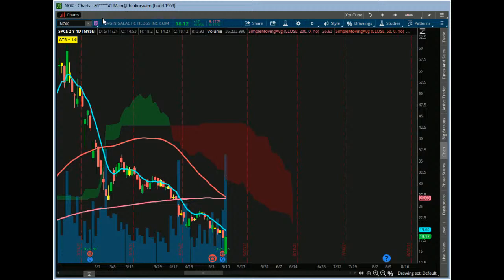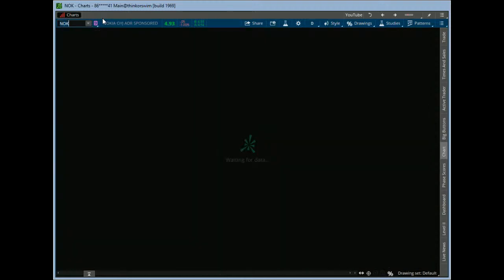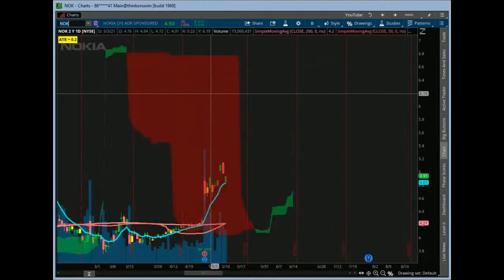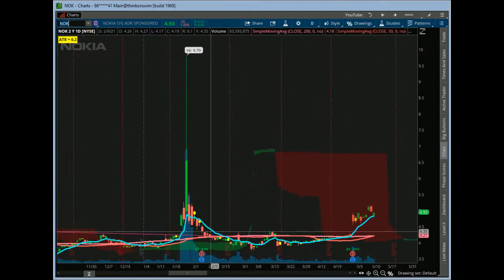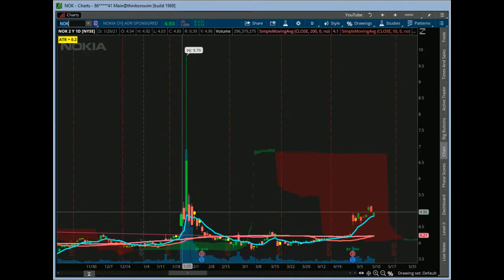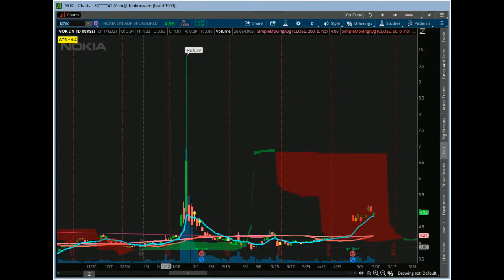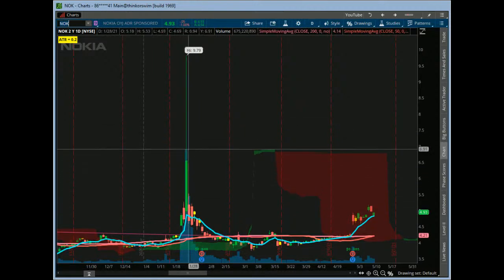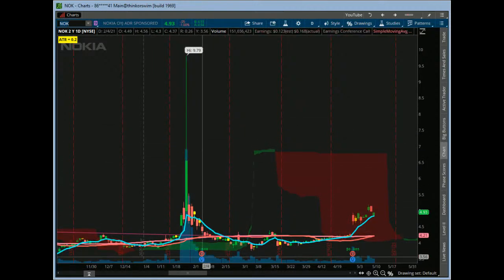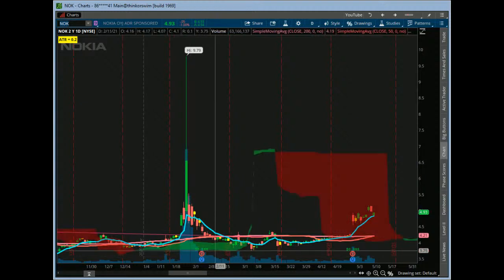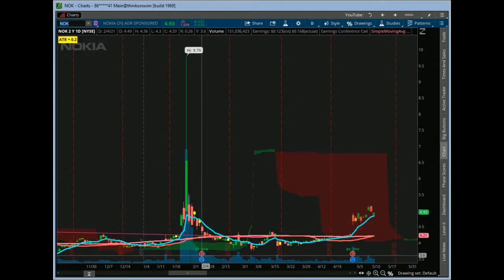So good stuff there. NOK, how about Nokia, right? It's really a shame because this one actually got really busy for the whole GameStonk thing. Which is really crazy, because this one really ripped. And it's actually a pretty decent company, right? I mean, a lot of 5G type stuff, and it beat on earnings.